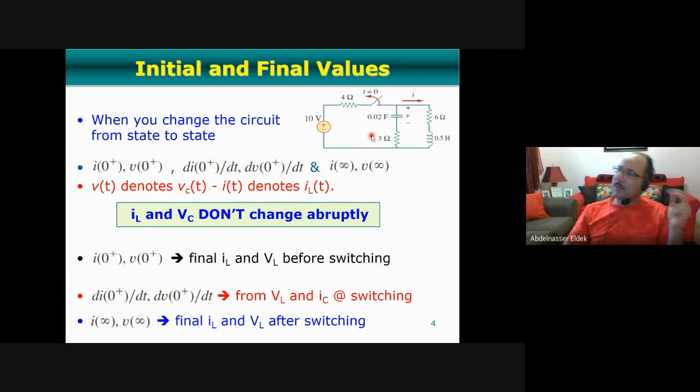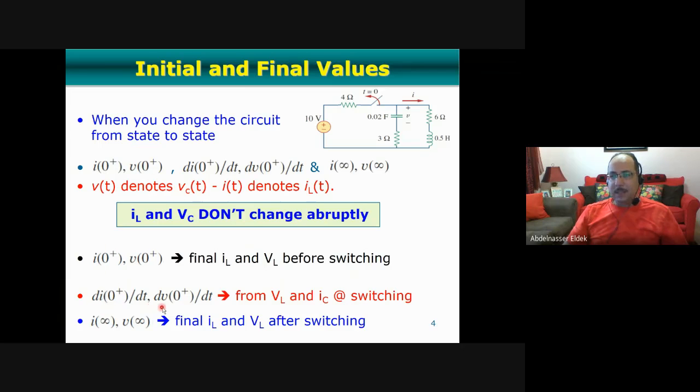So for example, if you want to calculate V of 0, this means that you just need to calculate the voltage across the capacitor when the switch was on. In this case, the capacitor was open circuit and the inductor was short circuit. You calculate the current in the inductor and the voltage across the capacitor. And then when you turn off the switch, the current and the voltage will remain the same. This is the initial voltage. So this is how you calculate I0 and V0.